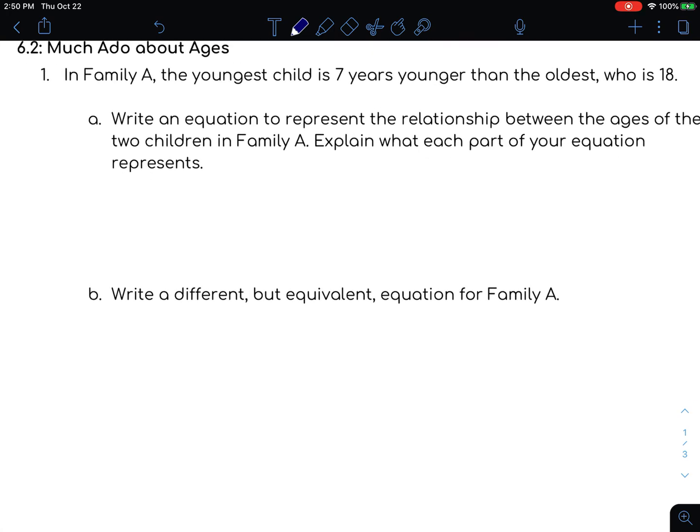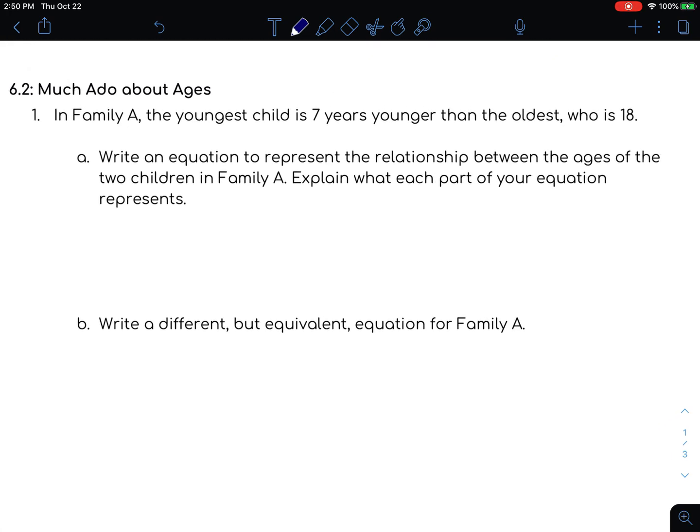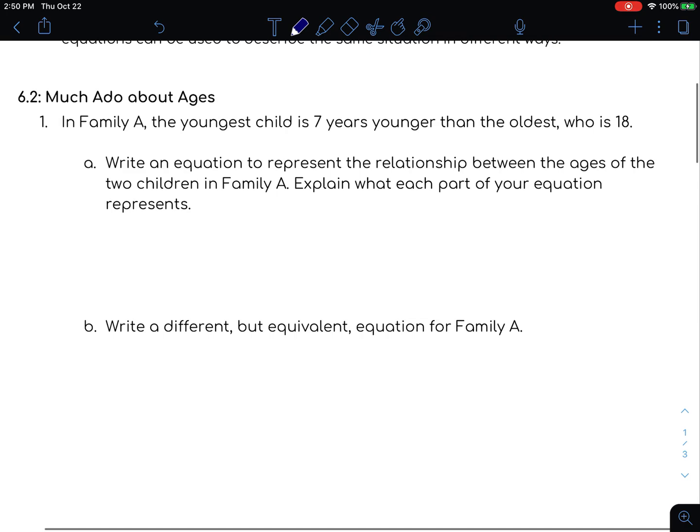So we have another situational problem here where it says, in family A, the youngest child is 7 years younger than the oldest, who is 18. Write an equation to represent the relationship between the ages of the two children in family A. Explain what each part of your equation represents.